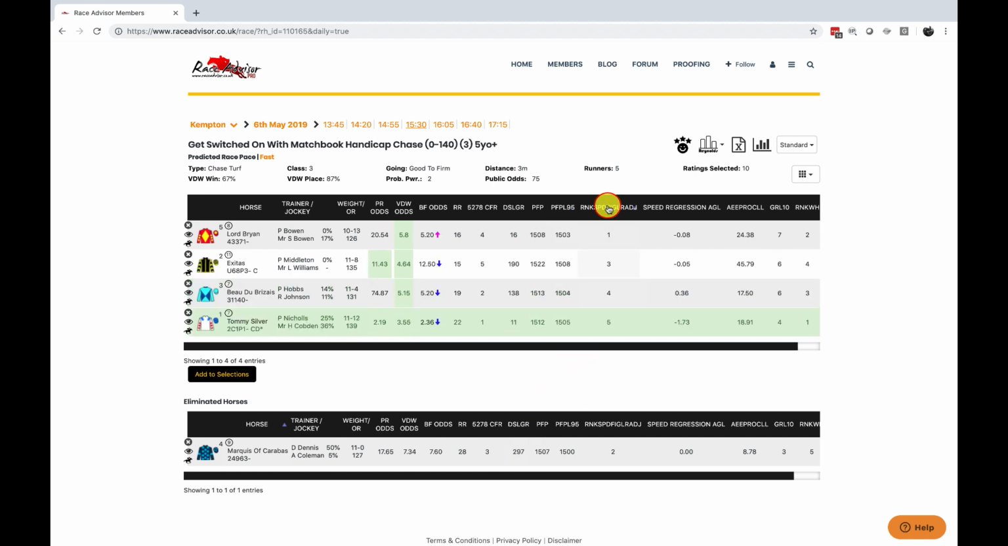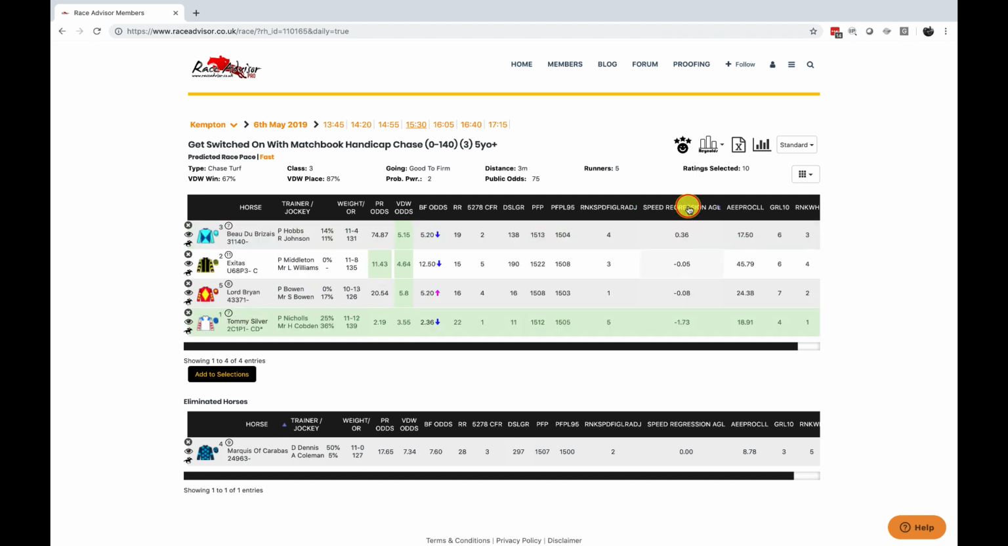Next, I'm going to sort the field by the rank speed figure from the last race. And this has been adjusted for today's race. We can see that Lord Brian is expected to be the fastest. However, taking into account the distance of this race, which is 3 miles, the fastest horse is not necessarily the best. It is likely to burn itself out. We can see that Tommy Silver is the lowest rated based on speed figure alone, but we have to again take into account the distance.